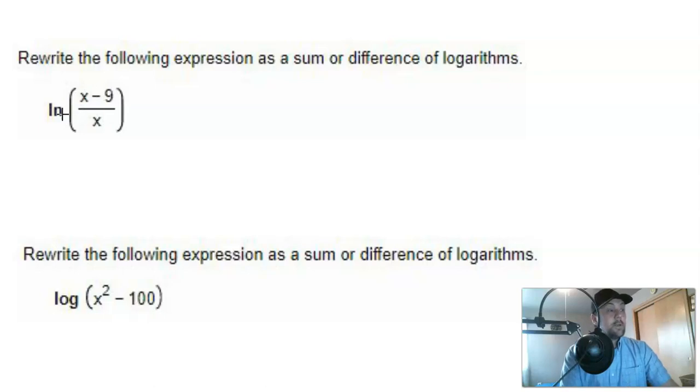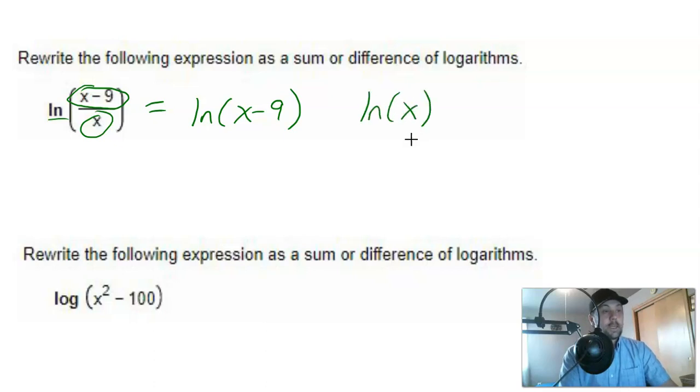So what we should be doing here, because we're dividing, we will put these in their own logarithms, right? So we want to split this up into separate logarithms, which means the x minus 9 will go inside of its own logarithm. It'll still be natural log. And the x will go inside of its own logarithm. And what you should have done with these two logarithms is you should have subtracted, because we're dividing here, we want to subtract these logarithms.